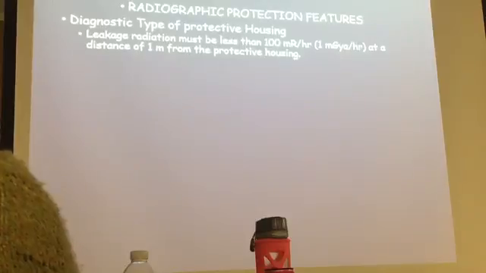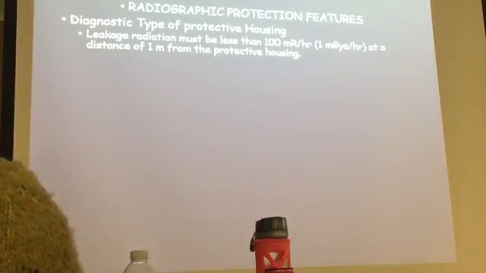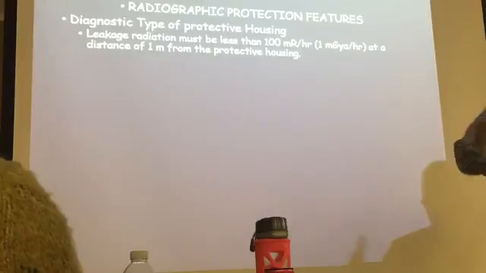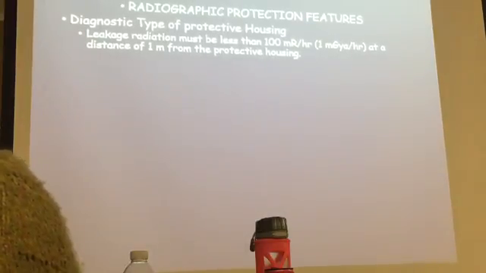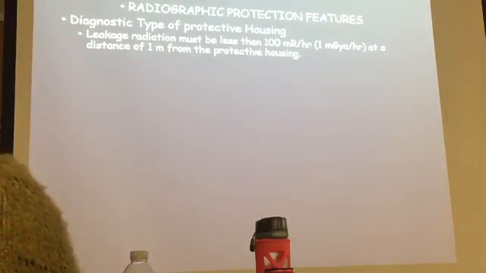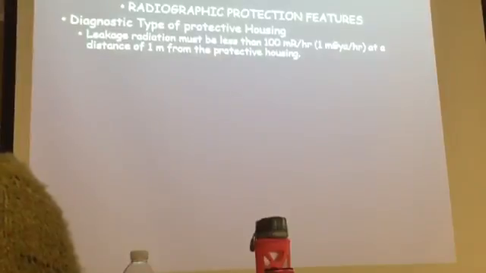All right, so radiographic protection features. And once again, this is the stuff that is done to build the X-ray room that is also incorporated into the equipment when it's manufactured. Okay, and so diagnostic type protective housing, and this is the first item that I talked about the other day. The housing of the X-ray tube, the envelope around the X-ray tube, needs to contain the leakage radiation that is coming out of the X-ray tube.